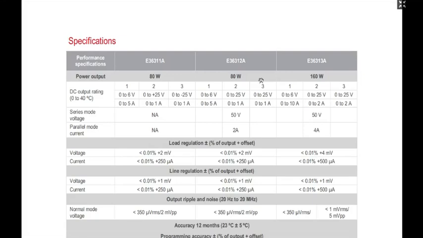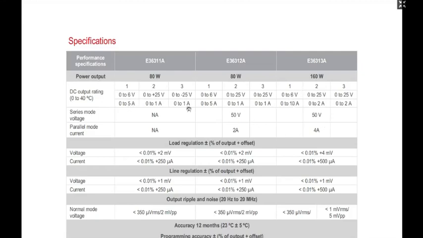Just do a simple mathematics. Here 6 into 5. This is the power. So channel 1 maximum power, how much can you extract from channel 1? 30. How much maximum power can you extract from channel 2? 25. And how much from channel number 3? 25. 25 plus 25 plus 30. Do it. 80. Yes, sir.